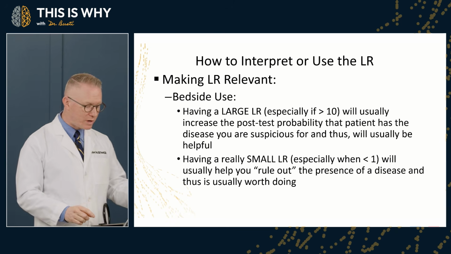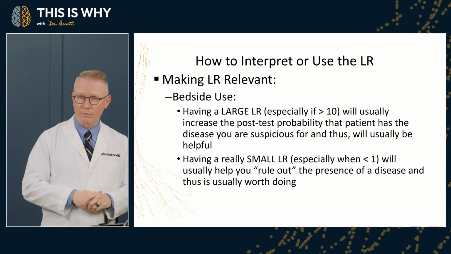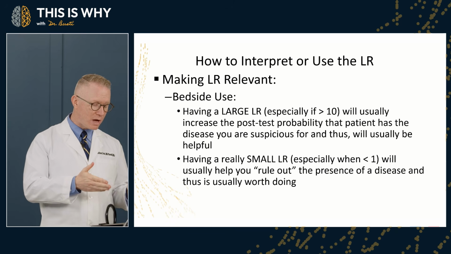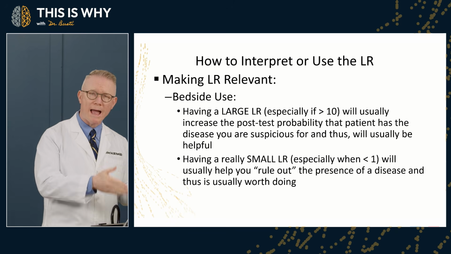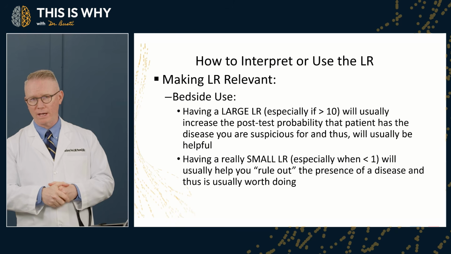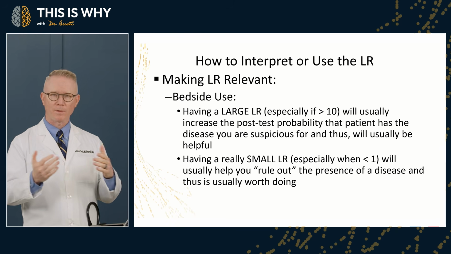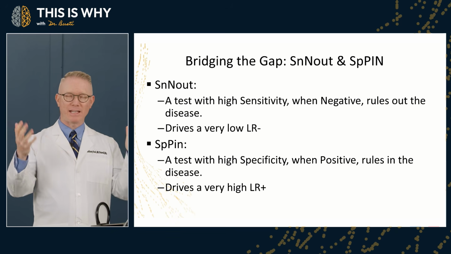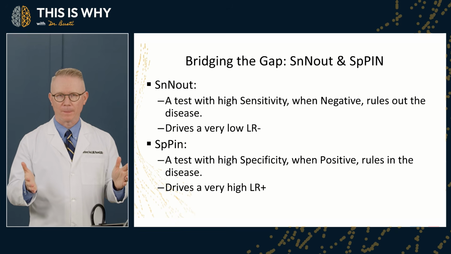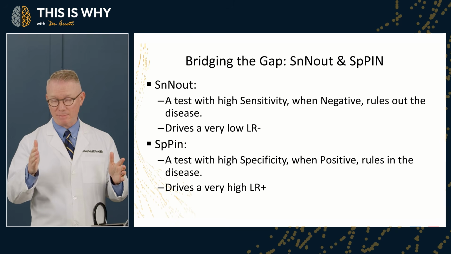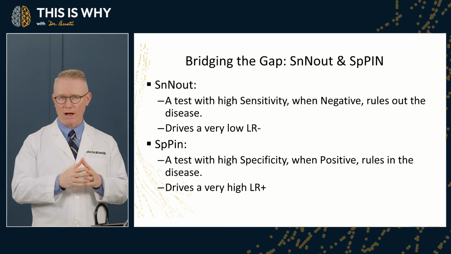But what happens when the likelihood ratio is really small, usually less than 1? Well, that will also help you, but when it's helping you to rule out the presence of a disease, and thus can also be helpful and worth doing. So it just depends on the perspective, okay? Now let's bridge the gap on sensitivity and specificity in the context of likelihood ratios. You remember sensitivity is SNOUT, specificity is SPIN, ruling in a disease versus ruling out.